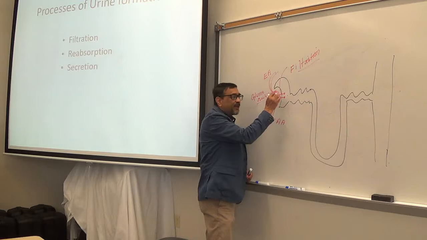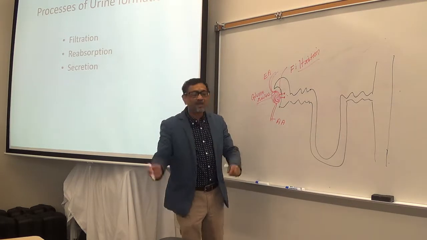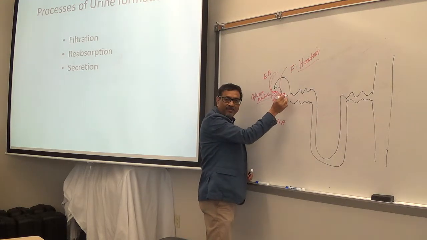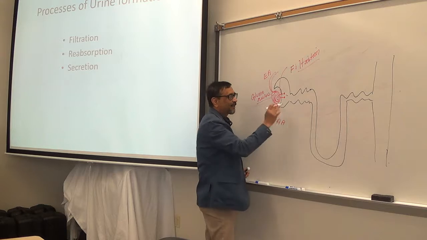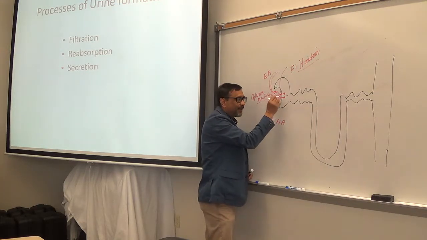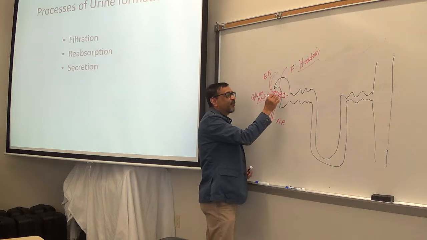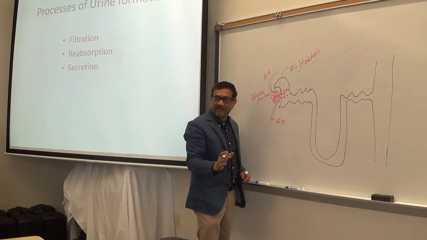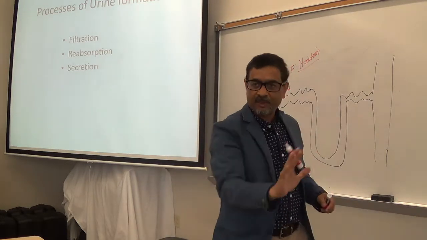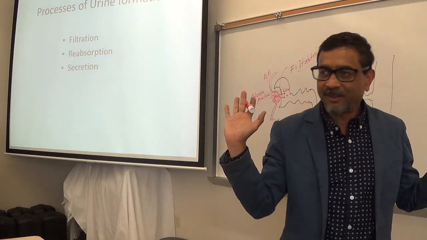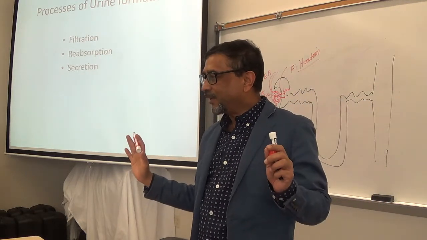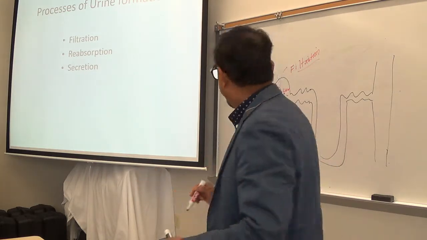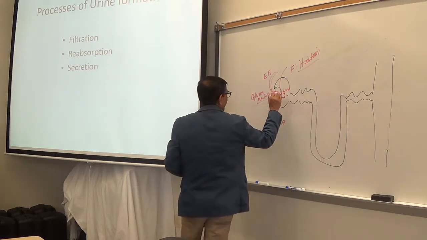Now, to move the fluid from here to here, just think simple. The pressure should be more where? In the capillary or in the nephron? To push from the capillary, right? To move the fluid, you need more pressure here, high pressure here, and low pressure here. That makes sense, right? So that pressure difference will push the fluid out. Is it clear? The pressure difference will do what? Push the fluid out from the blood. Is it clear?